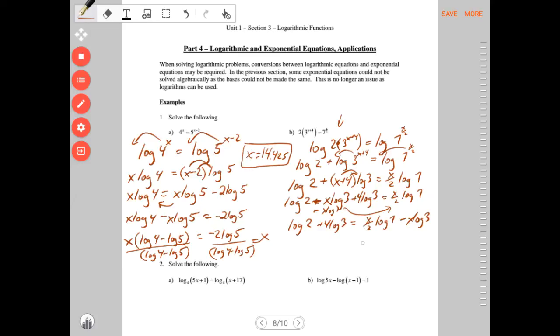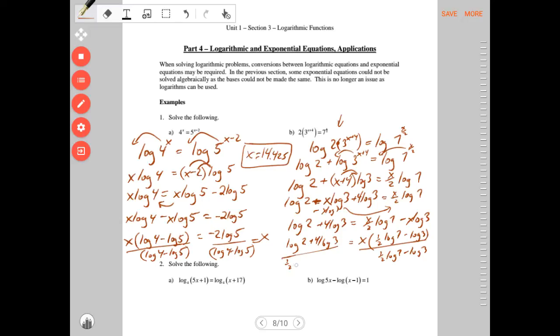Okay, so we can factor the x out again. So x, and then that of course turns into a 1/2, right? x divided by x is 1, so the numerator there is 1. So x times 1/2 log 7 minus log 3, and that equals this other part, log 2 plus 4 log 3. And then just divide by 1/2 log 7 minus log 3.